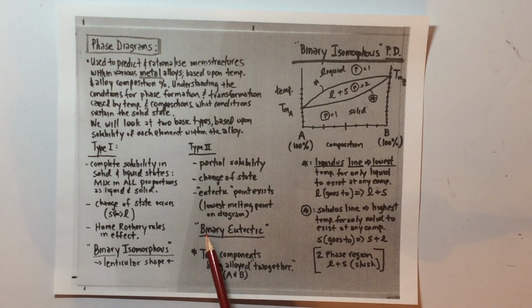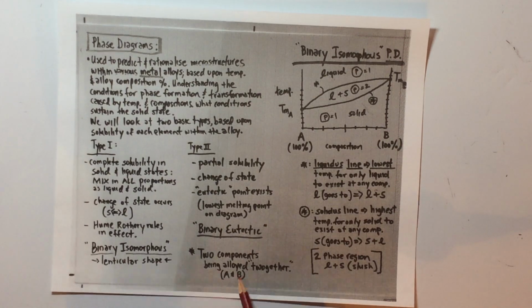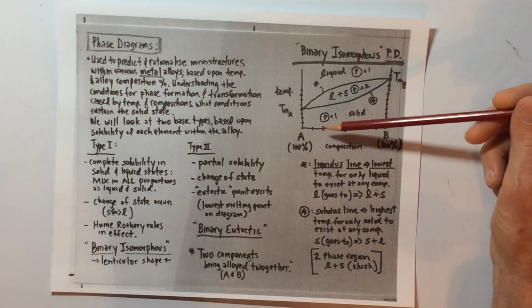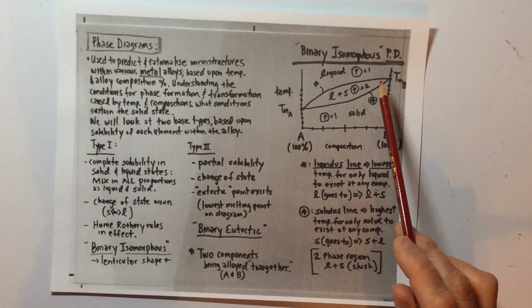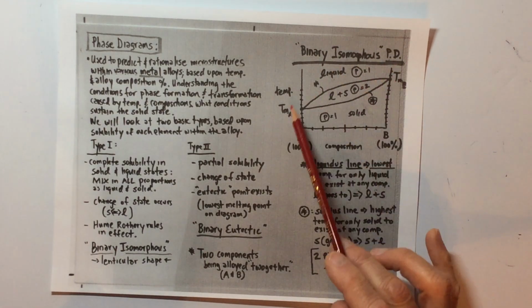But of course, we call that diagram a binary eutectic diagram, and again, it's just two components being alloyed together, and initially we're just calling these two elements A and B up here in this example. So here is a traditional standard type binary isomorphous phase diagram.